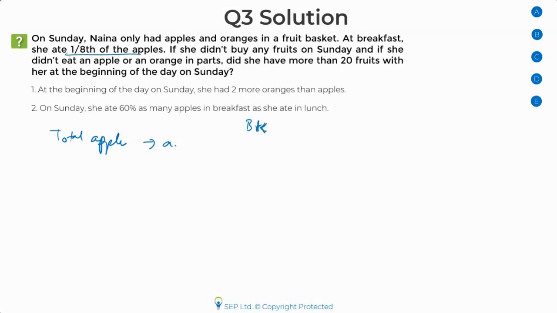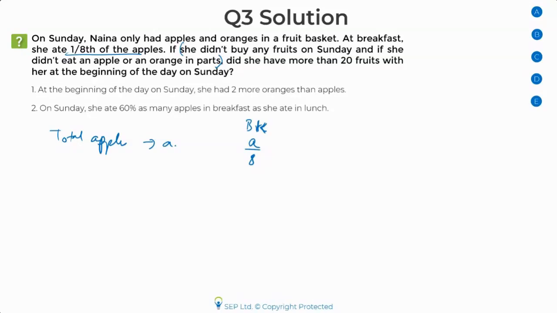She's eating 1/8 of the apple. Okay, so A by 8, 1/8 of A. Now if she did not buy any fruits on Sunday, and did not eat an apple or orange in parts, this information basically tells you that there's no more addition in the fruit basket, and she's not eating any apple or oranges in halves. So you have to assume that whatever she's eating, she's eating it fully. Okay, and apples are whole as such.